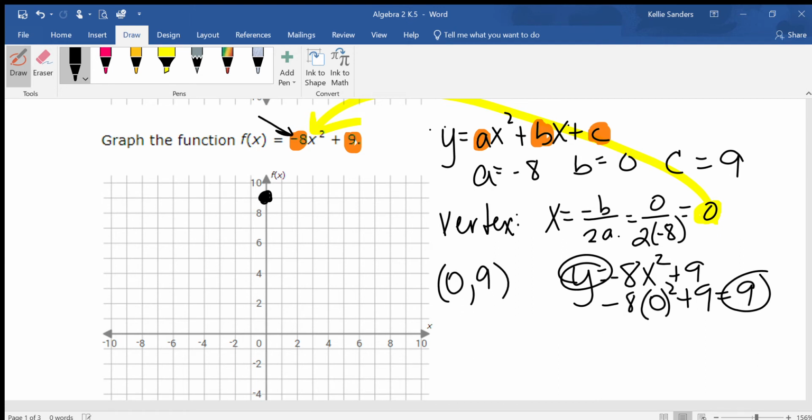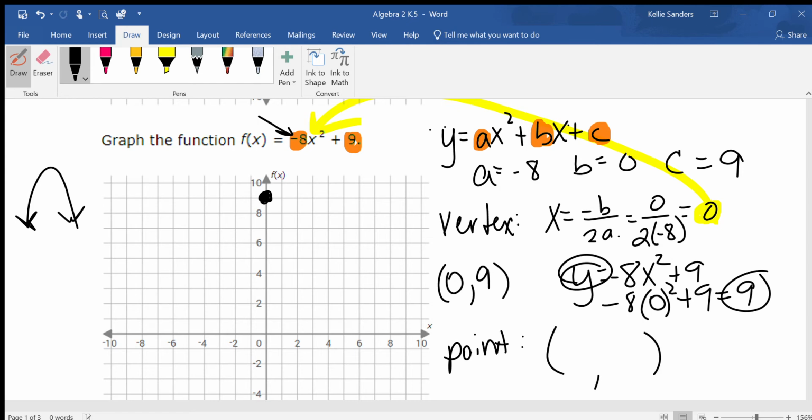Because our a is negative, I know that this parabola is going to be opening down. You're going to want to know that throughout the entire unit, so kind of get with it on that. And so we found the vertex, now we have to find another point.